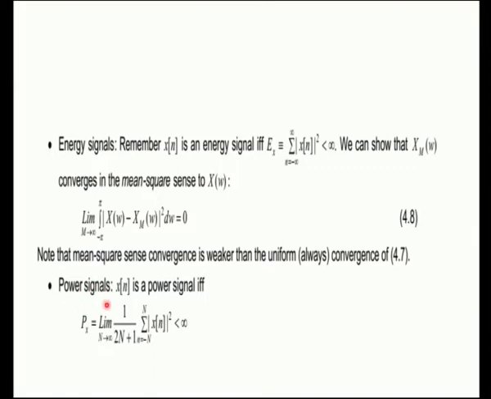The third is the power signal. X of n is considered a power signal if and only if the power Px, equal to the limit as n tends to infinity of 1 by 2n plus 1 times the summation from minus n to plus n of the magnitude of x of n squared, is less than infinity. That is the convergence of the discrete time Fourier transform.